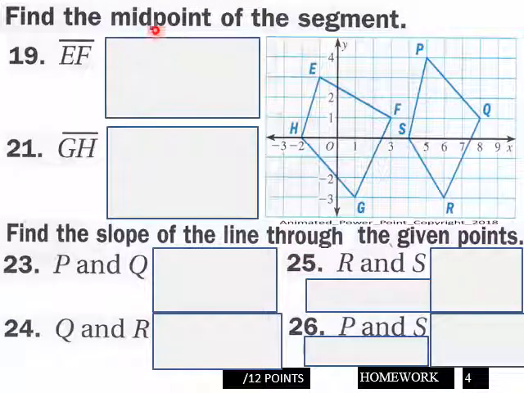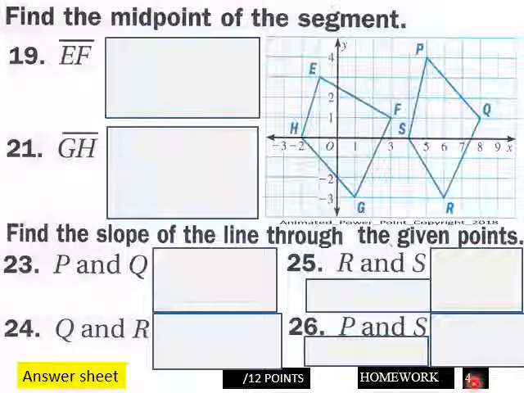Page 4, find the midpoint of segment EF and segment GH from this diagram here. And then find the slope of the line through the given points, P and Q, Q and R, R and S, and P and S. That all comes from up here. So you've got to find slope, and then find a midpoint with this diagram. 12 points here, page 4.